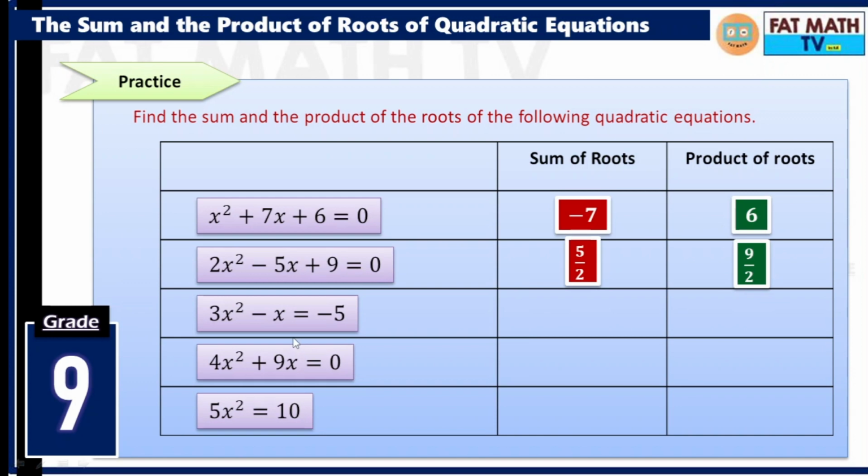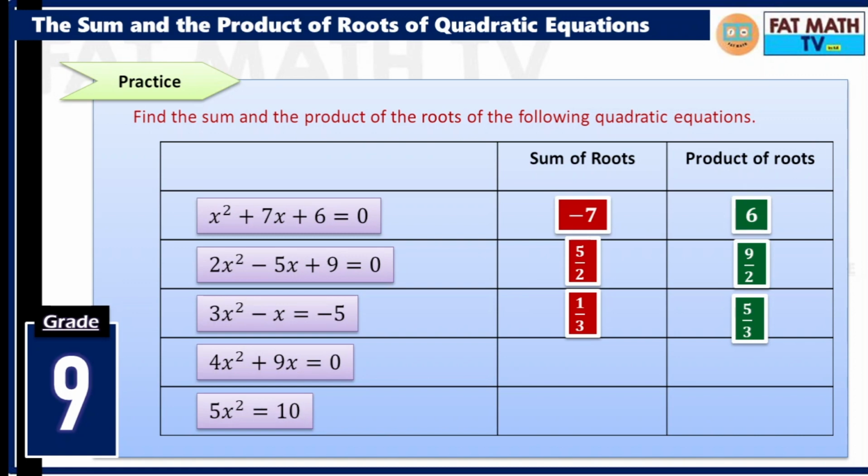For this one, we have to make this negative 5, positive 5, and then put it to the left side. So 3x squared minus x plus 5 equals 0. So your b is negative 1, your a is 3, and your c is positive 5. So negative b over a, that's negative of negative 1 over 3, that's positive 1/3. And the product is c over a, that's 5 over 3, or 5/3.